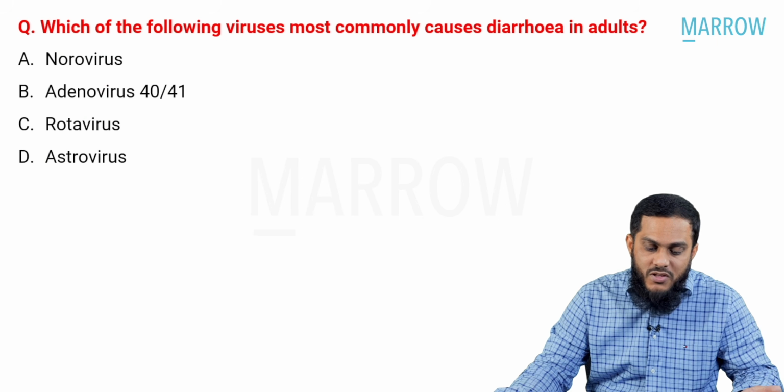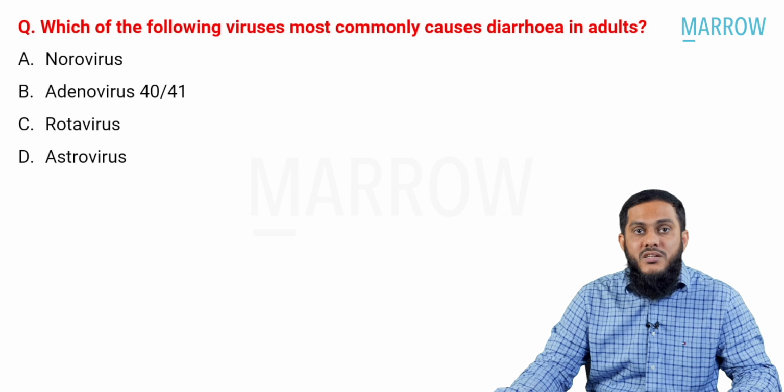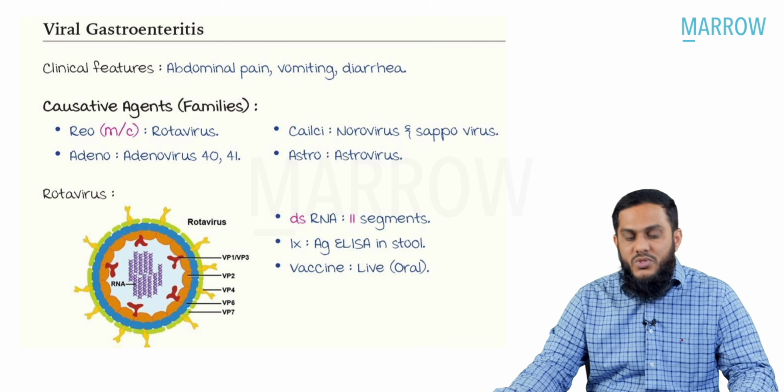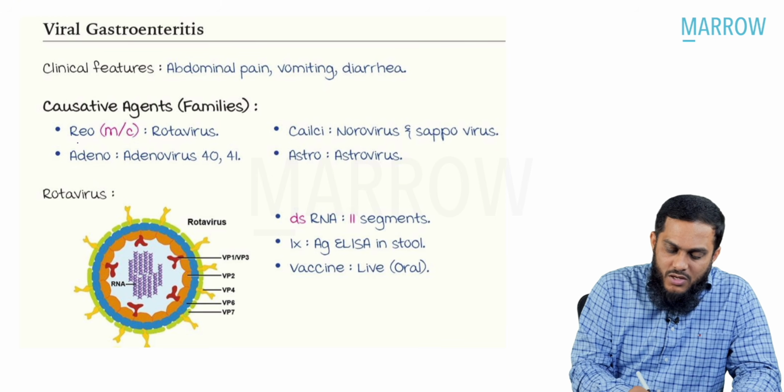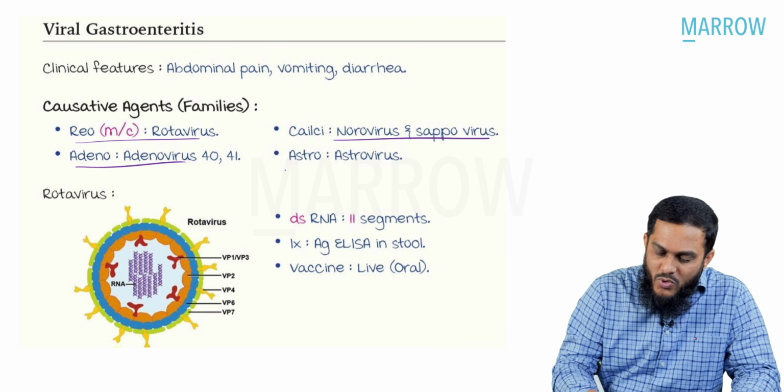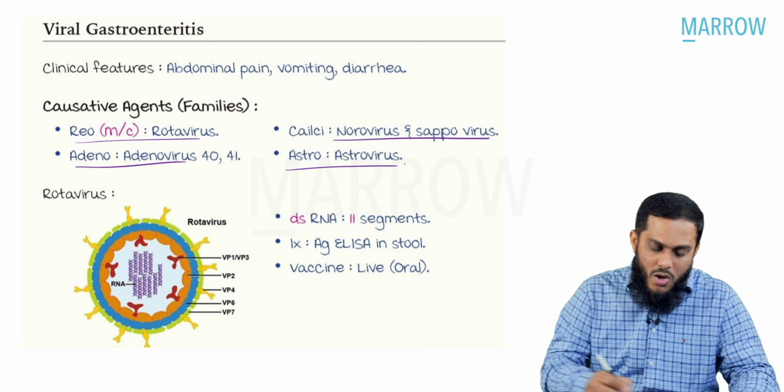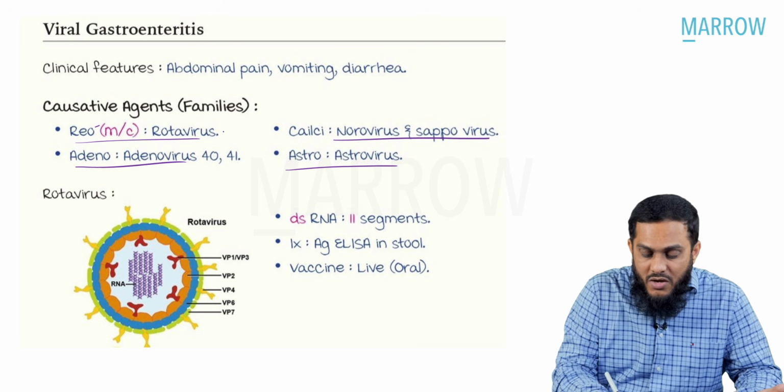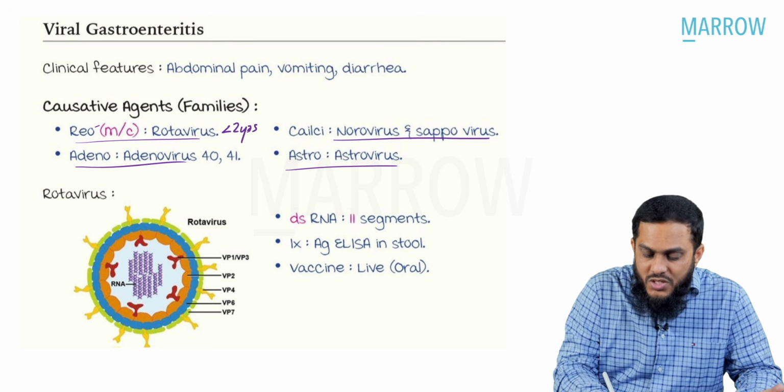So next question, sir. Which of the following viruses most commonly causes diarrhea in adults? Again, if you see the class notes, we have discussed. Viruses causing diarrhea: rotavirus, adenovirus, noro and sapovirus, astrovirus, reoviruses. Most common is rota. And we have written rotavirus causes it especially in less than 2 years of age.